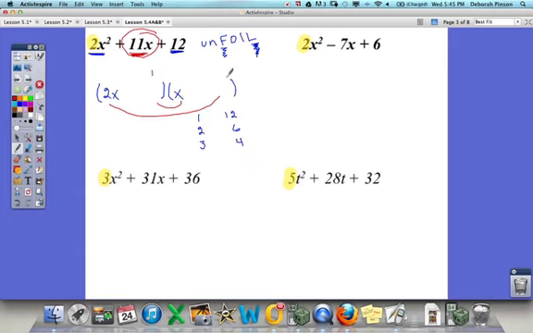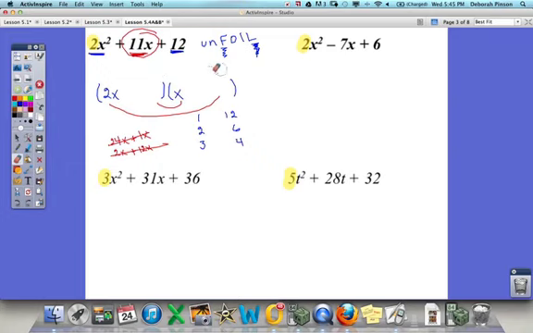So I'm going to try the 1 and the 12. So 2 times 12 is 24, and 1 times x is 1x. Can I get 11 out of that? No, I can't. So I'm going to try to switch them and see if that helps. So 2 times 1 is 2. 12 times x is 12x. Same thing, I can't get 11 out of that. If I add them, I get 14. If I subtract them, I get 10. So I'm going to keep going.